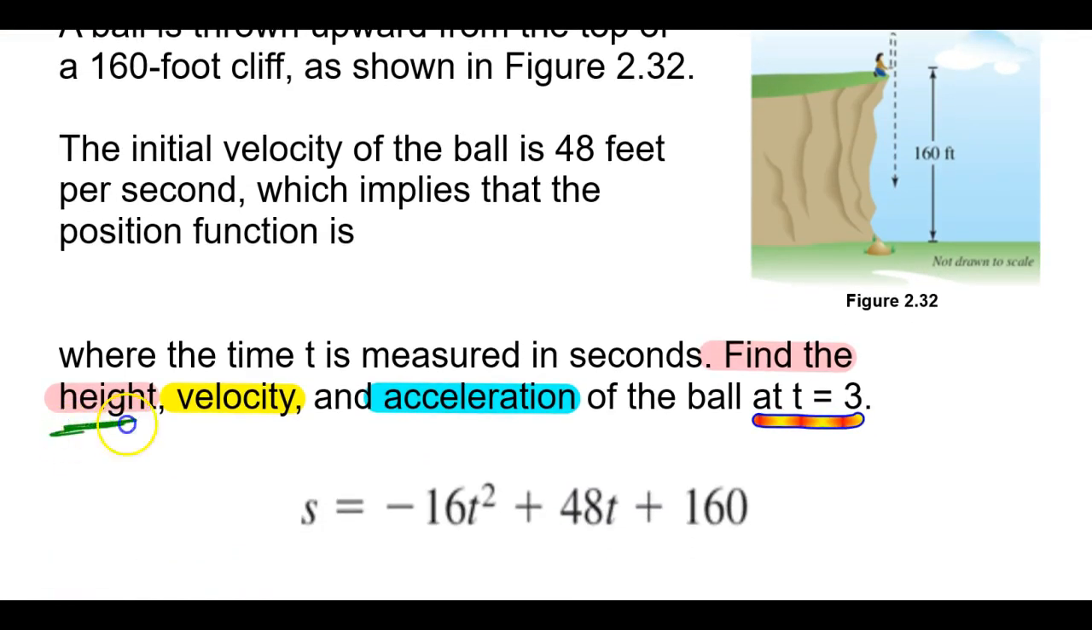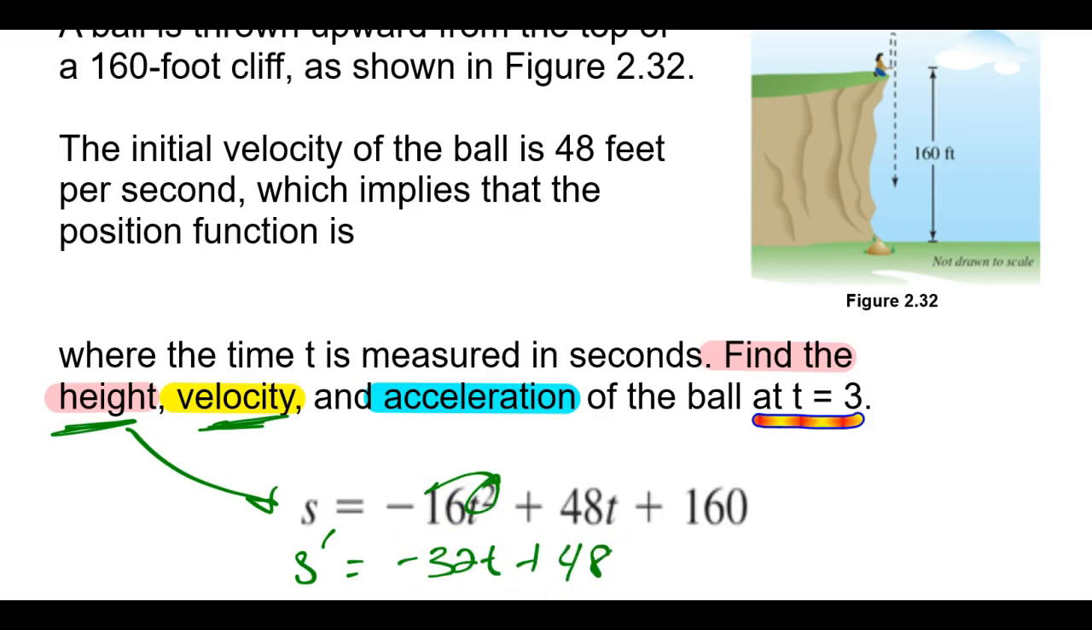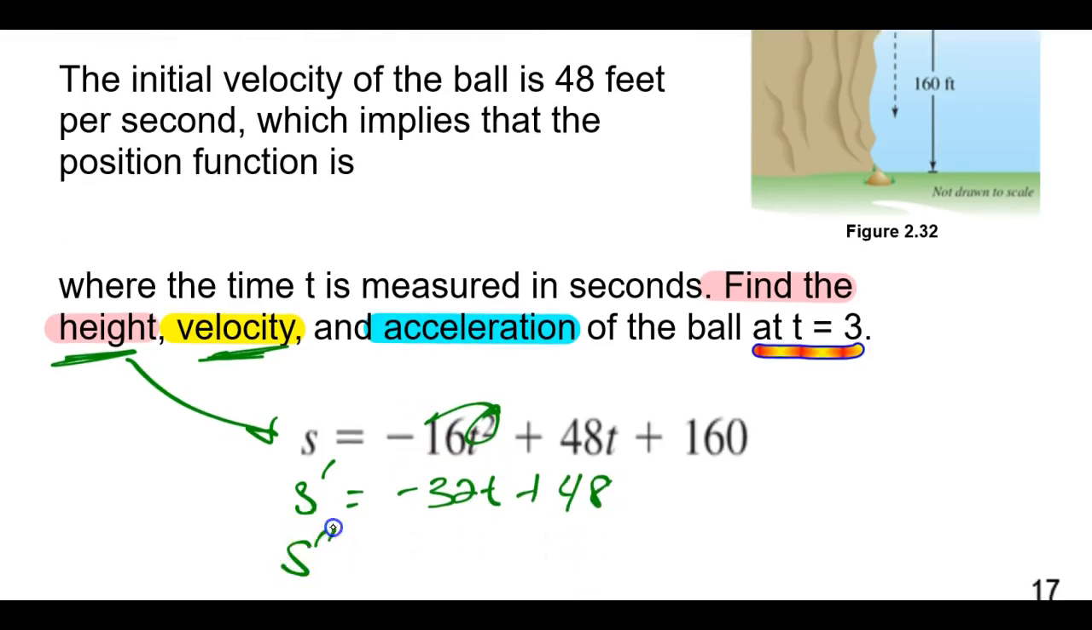So if height is the original function, the first derivative, we'll just call that s. Well, there it is. There's the equation of s. The velocity would be the first derivative. In this case, 2 times the negative 16, negative 32t plus 48. And then the second derivative would be the acceleration. Well, that's easy. That's just negative 32, the derivative of this, because that's a 0.